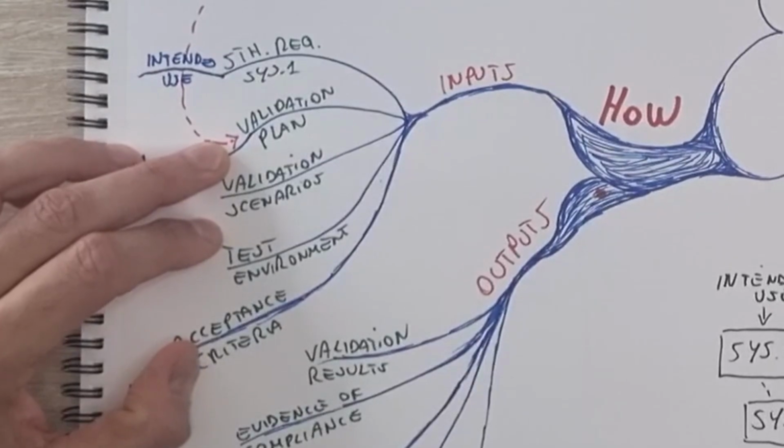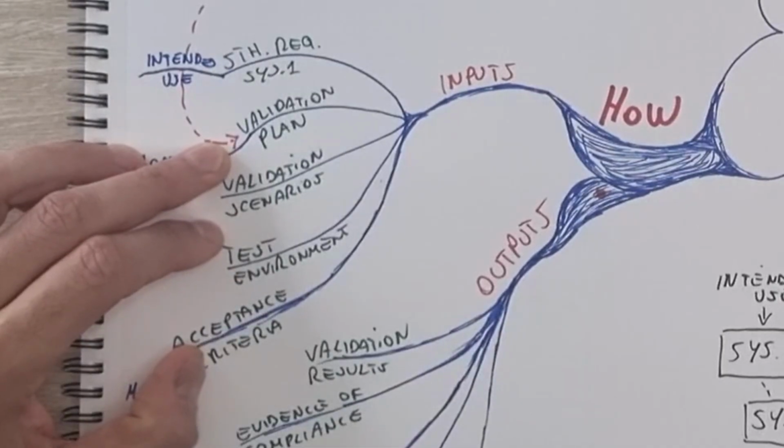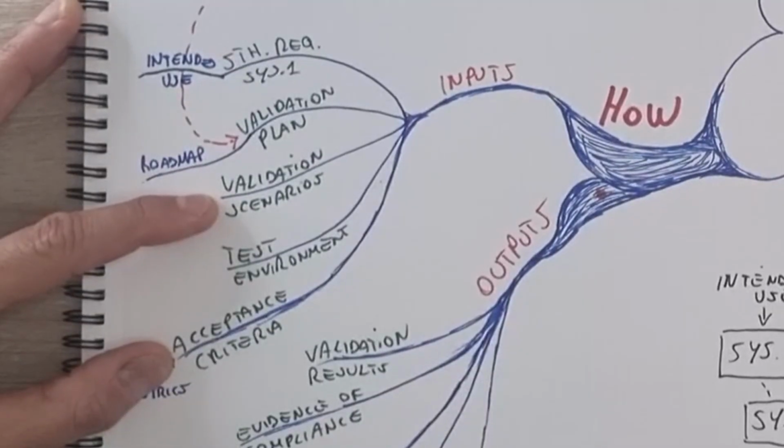Then we have the validation strategy or validation plan. This document defines how validation will be conducted, who is responsible, what environment will be used, and what success criteria apply. This is your roadmap for validation. Then we have the operational scenarios. These describe how, where, and under what conditions the end product is expected to operate. For example, typical driving environments, user interactions, or regulatory contexts.